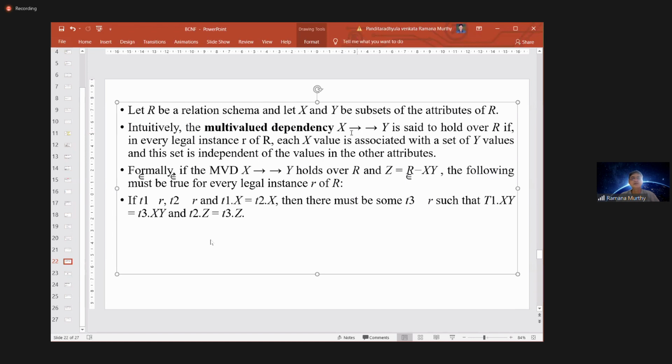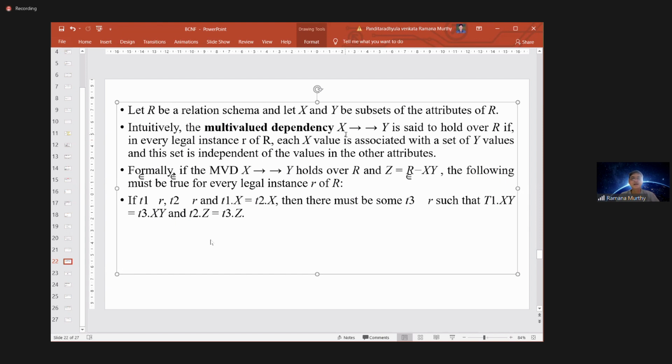If you are representing a single arrow, x derives y. That is, for every x value, you have a unique y value. When it comes to the multi-value dependency, you represent it with two arrows. The double arrow represents the multi-value dependency. In simple terms, for every x value there is a set of y values.